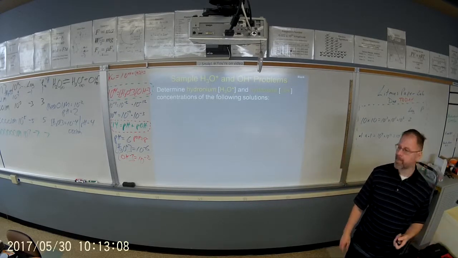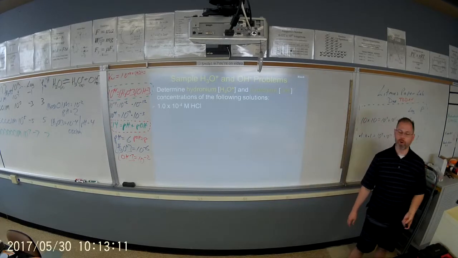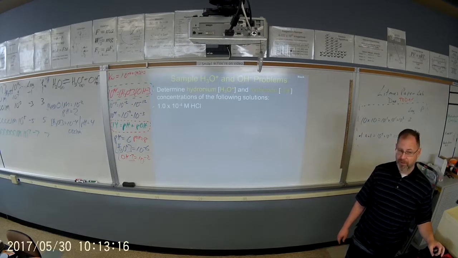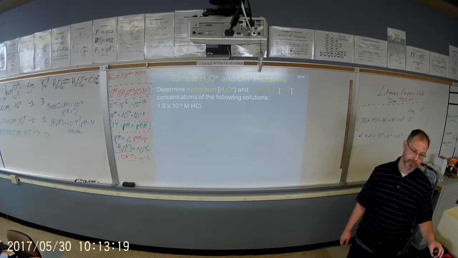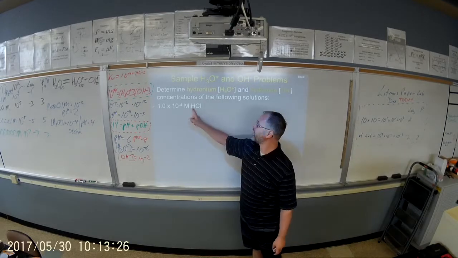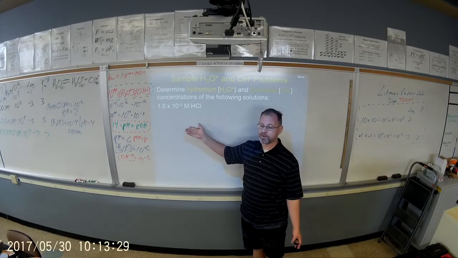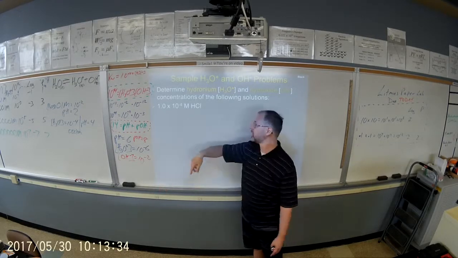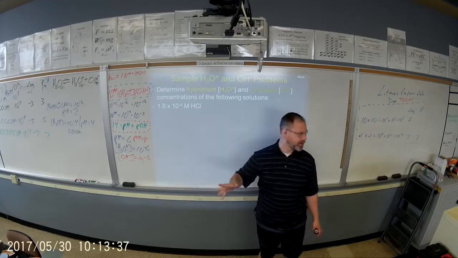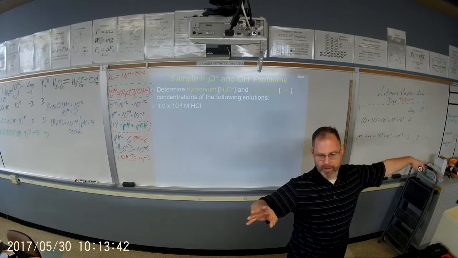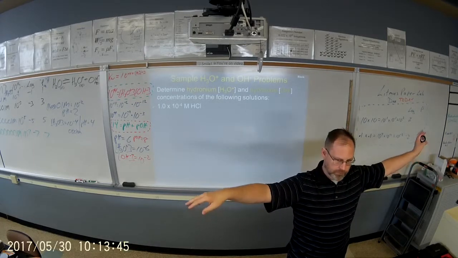So here we go. If you had a solution that was 1 times 10 to the negative 4 molar HCl, first thing you need to ask yourself, is this an acid or a base? When we look at the molecule, we've used HCl. HCl is a what? Hydrochloric acid. Good. So again, I'm not going to be tricky. All the acids will have an H in the front, all the bases will have an OH in the back. Okay. H in the front, acid. OH in the back, base.